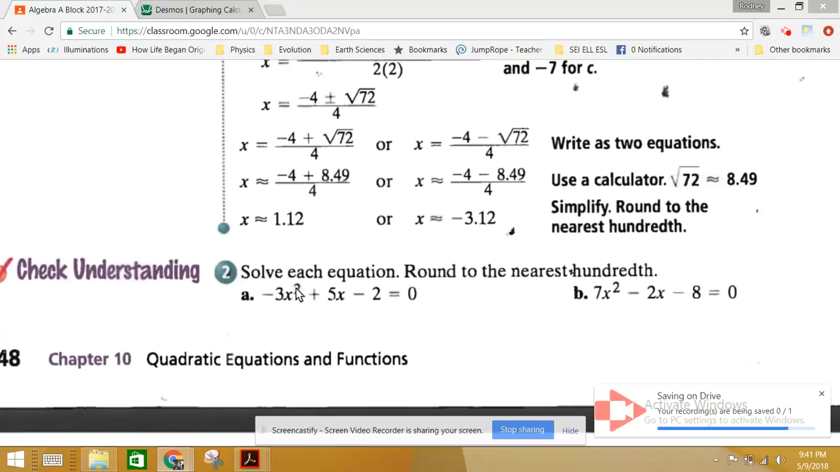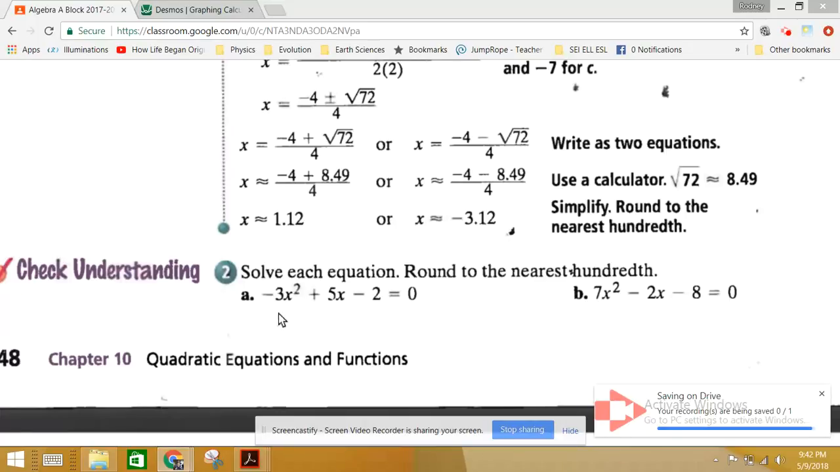Okay, so I've got my square part, my linear part, and my constant part. They're in order. It all equals 0, so I'm in good shape. Look at this one, 7x squared minus 2x minus 8 equals 0. Square part, linear part, constant part, it all equals 0. I think we're in good shape on that one as well.